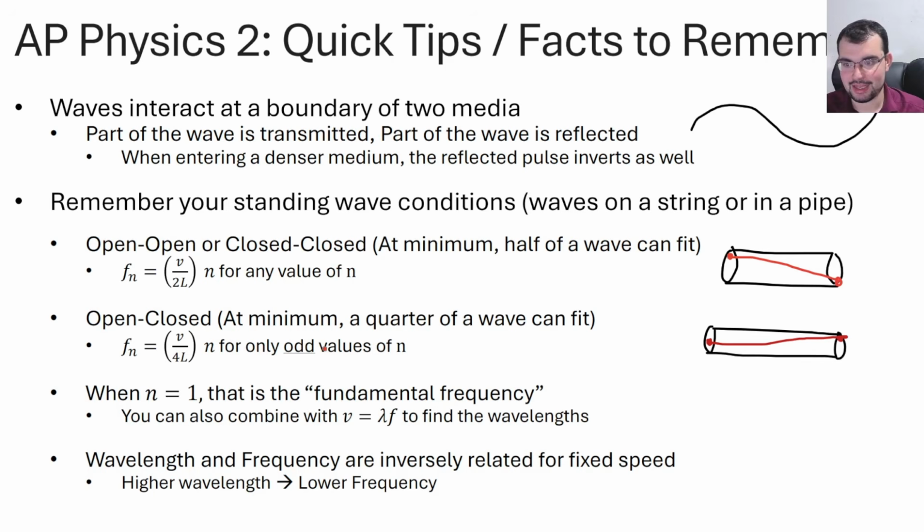Now, if you want the wavelengths instead, just do v equals lambda f and mess with it. You're basically just reciprocating some stuff and dividing out the v. Remember this, right? Wavelength and frequency are inversely related, right? If I extend a trombone slide, the frequency goes down.